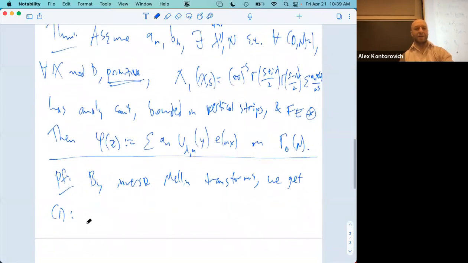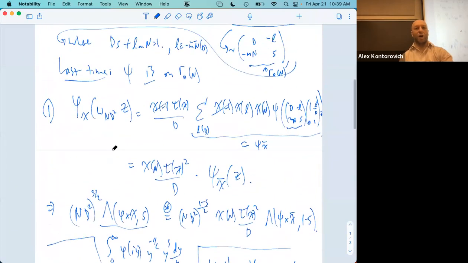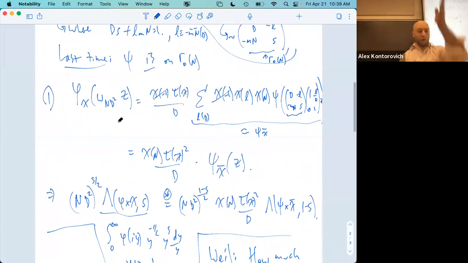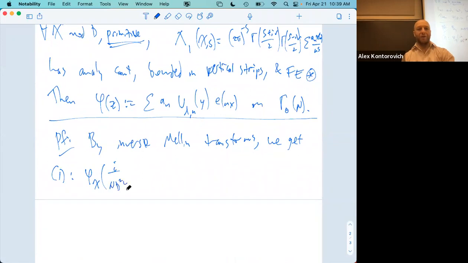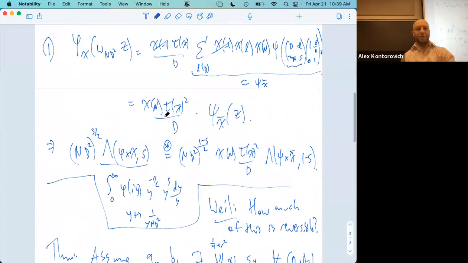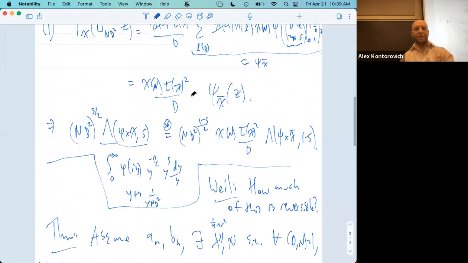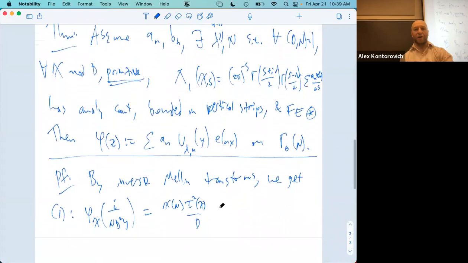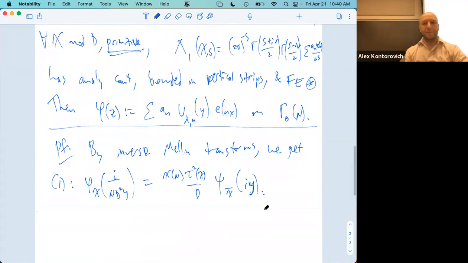The chi's are there. Phi chi of what? This, we only know it on the vertical line, but in a second, we're going to know it in general. I over n d squared y is equal to, right here, chi of n tau squared over d psi of chi bar of I1. I guess my question is the inverse Mellin transform goes through the same as last time. The same as last time. Yep. Nothing fancy here.